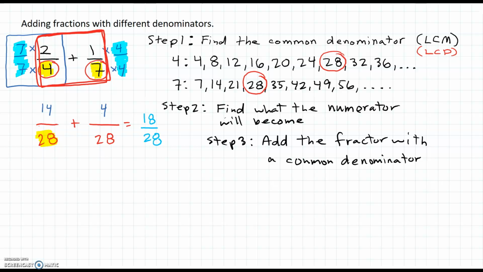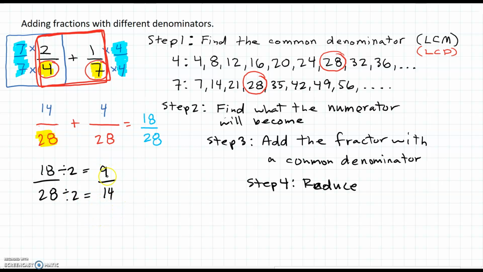And then step 4 would be to reduce. So if we look at 18 over 28, we need to think, what can I divide 18 by and what can I divide 28 by? Well, I could divide both of these by 2, which would give me 9 over 14. And then there isn't a common number that I can divide both 9 and 14 by, so this would be our answer. I hope this was helpful.